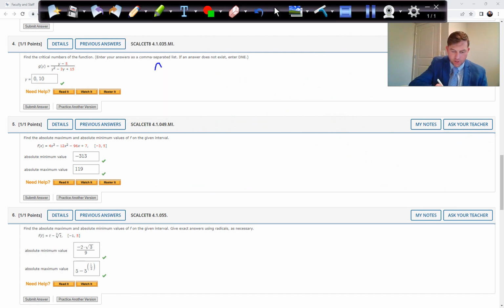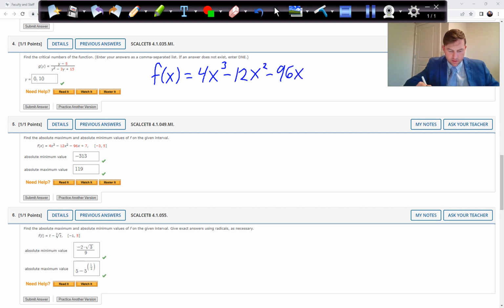We have this function, 4x cubed minus 12x squared minus 96x plus 7. And they want this on the interval minus 3 to 5. So that's A and that's B.